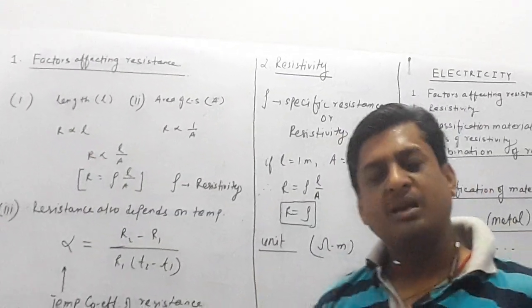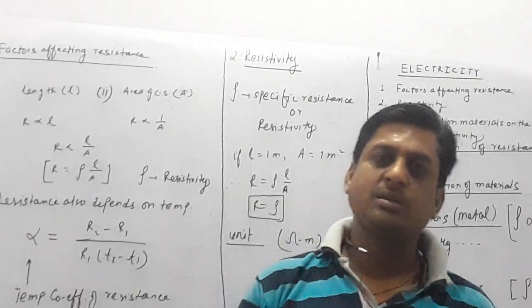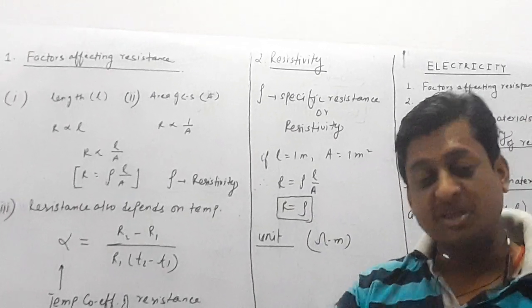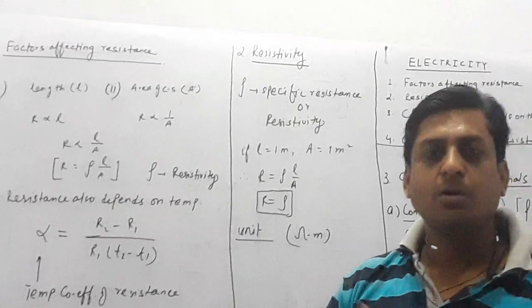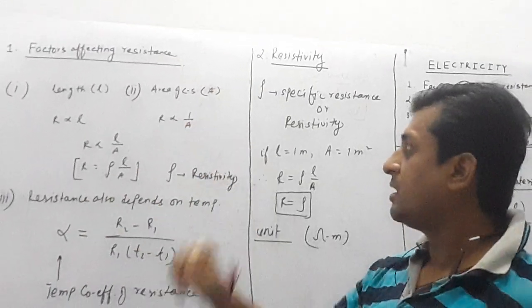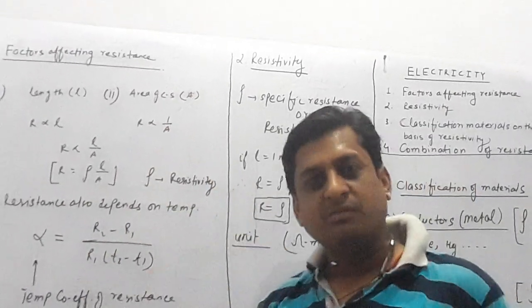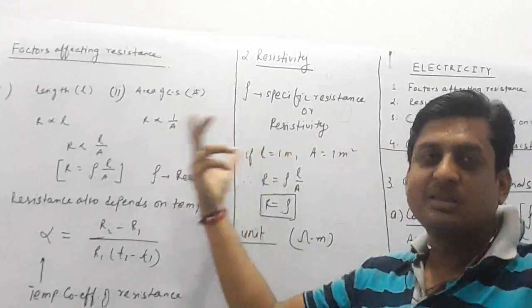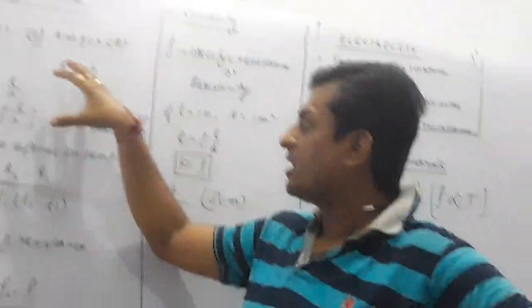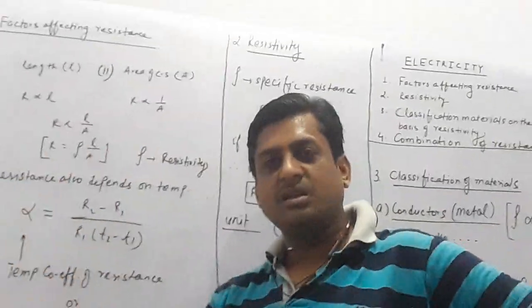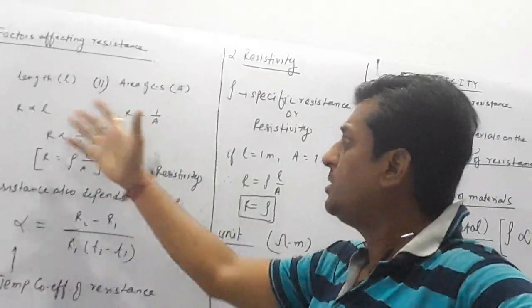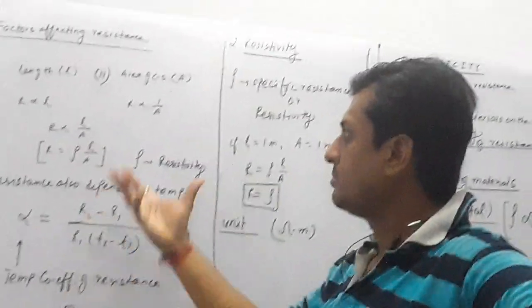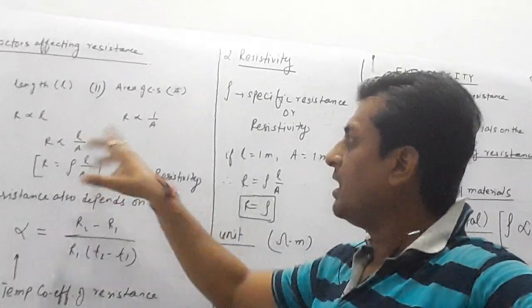Means if the length of the wire increases, then the resistance will also increase. And for the area, it depends inversely. Means if the area increases, resistance decreases, or if area decreases, resistance increases. On combining these two mathematical factors, you will get R proportional to L by A.